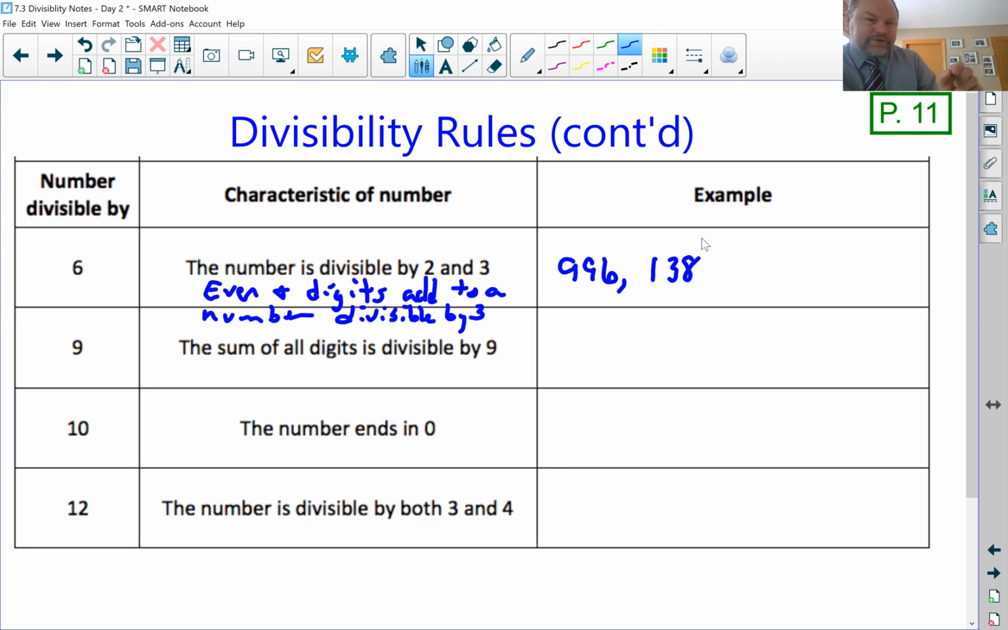For 9, again, you're going to add up all the digits. If they add up to a number divisible by 9, the whole number is divisible by 9. So 207. 2 plus 0 plus 7 is 9. 9 is evenly divisible by 9. That works.